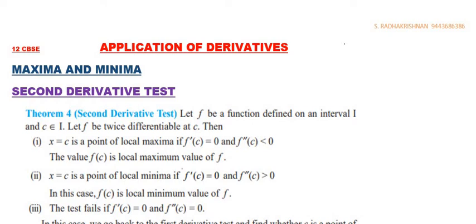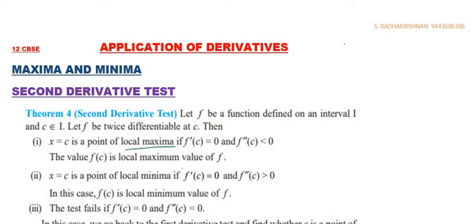Then the first condition: x is equal to c is a point of local maxima if f dash of c equals 0 and f double dash of c is less than 0. The value f of c is the local maximum value of f. The second condition is: x is equal to c is a point of local minima.